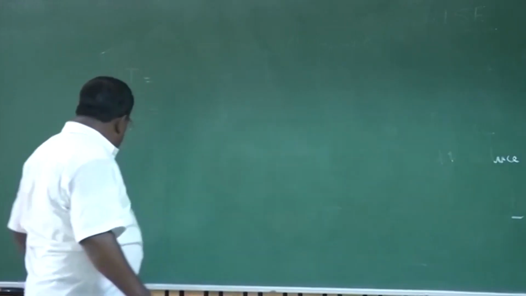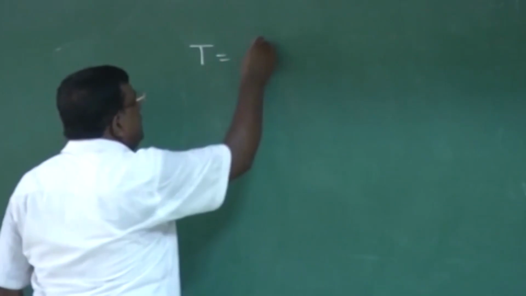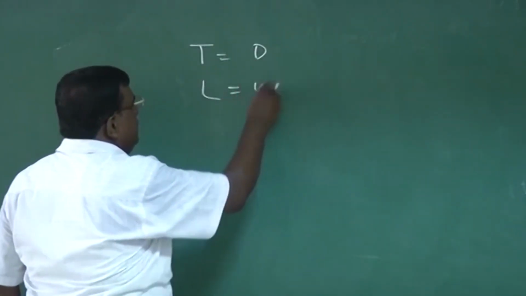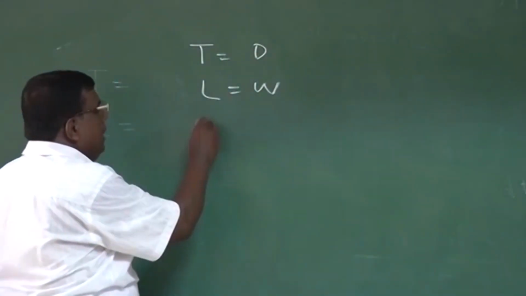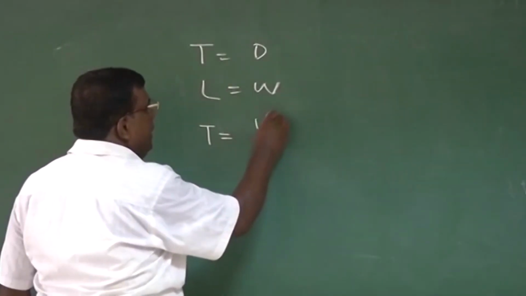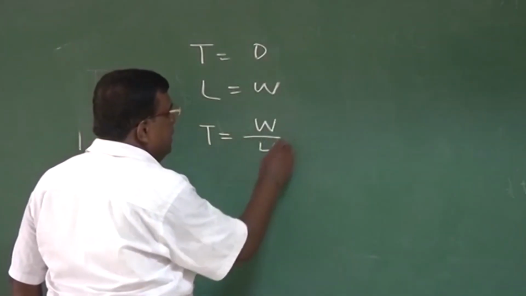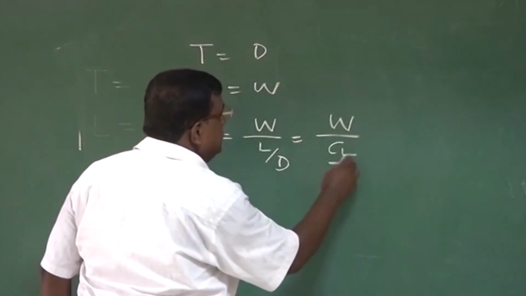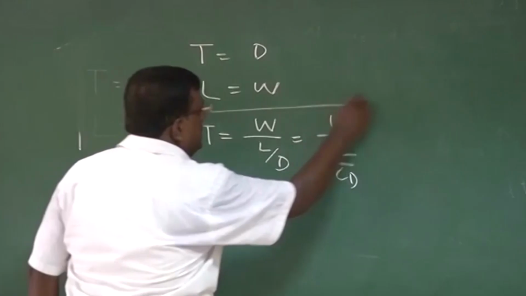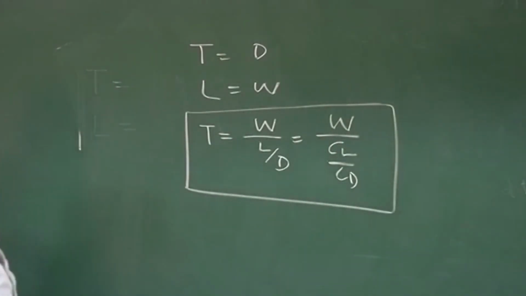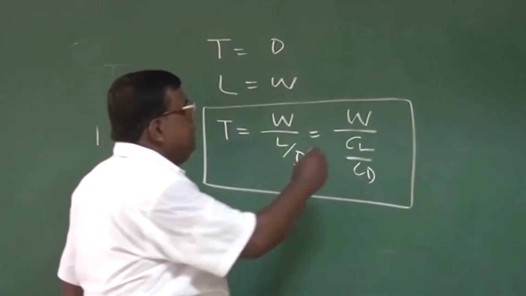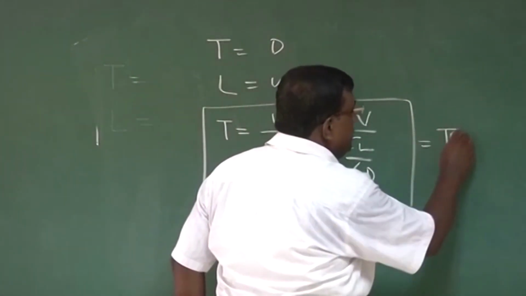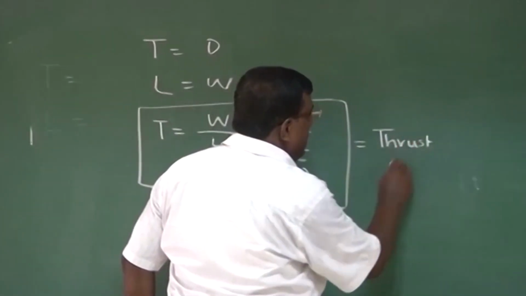So with this understanding, let us come back to the cruise. We say thrust equal to drag and lift equal to weight. So I can manipulate this equation and write thrust equal to W by L by D, or this is W by CL by CD. What is this thrust? This thrust is thrust required.